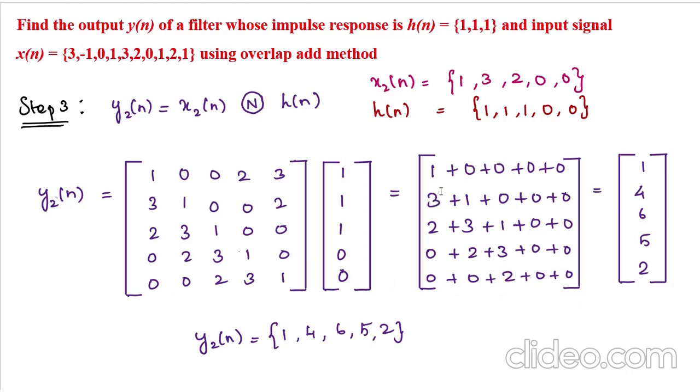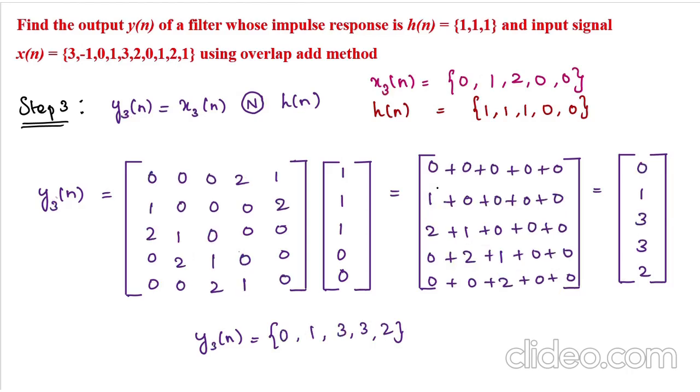Now if I solve this, I'll get here 1, and 3 plus 1 is 4, 2 plus 3 plus 1 is 6, 2 plus 3 is 5 and here 2 again. So this is the value of y2 of n. Now I'm going to solve for y3 of n. So the y3 of n value uses the x3 of n value, that is 0, 1, 2, 0, 0.